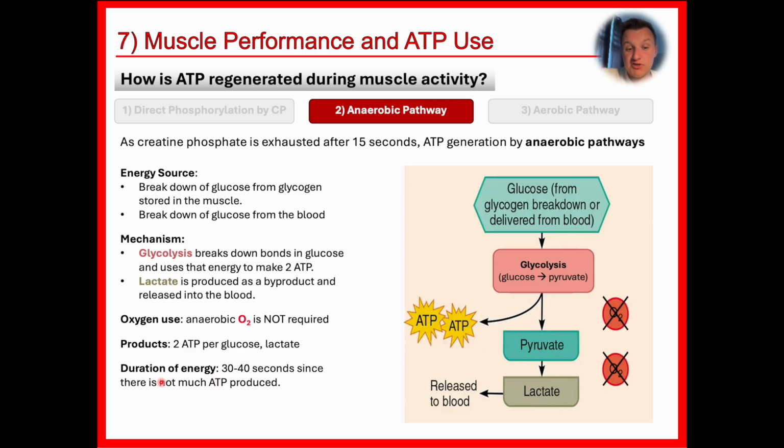This energy will last 30 to 40 seconds since there's not much ATP produced here, right? So actually, we went from 15 seconds to 30 seconds. I know that you can lift a box up for more than 30 seconds, right? So what do we do if we need energy for a longer term, right?